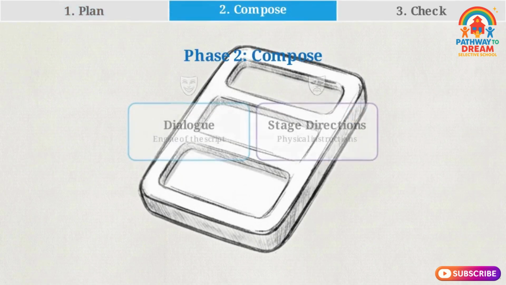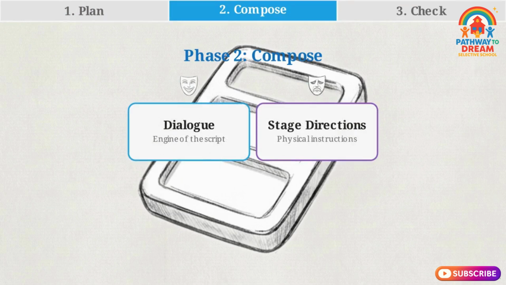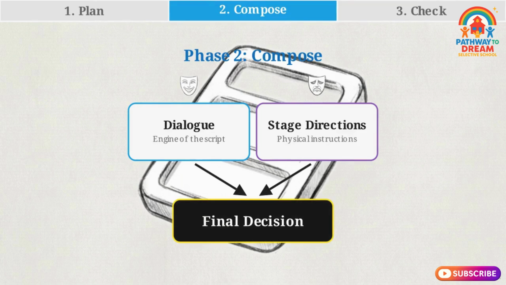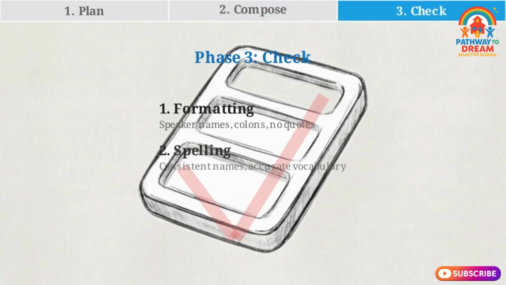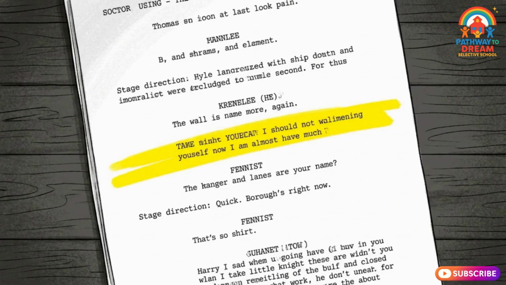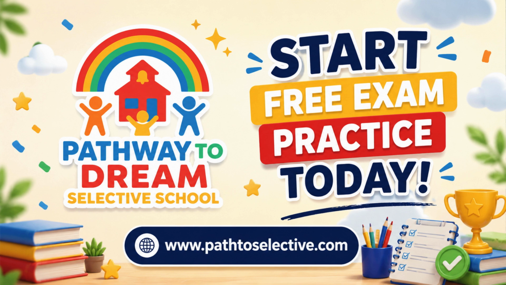Phase 2 is compose. Because you planned your ending in Phase 1, you are never just making up random events to fill time. You are deliberately writing your dialogue and stage directions to drive toward that specific final decision. Finally, Phase 3 is check. You must reserve your last few minutes to fix formatting slips, correct your spelling, and make sure your punctuation is accurate. A great script makes every word of the conversation count. Each line of dialogue should either reveal who a character is or push the scene towards its end.